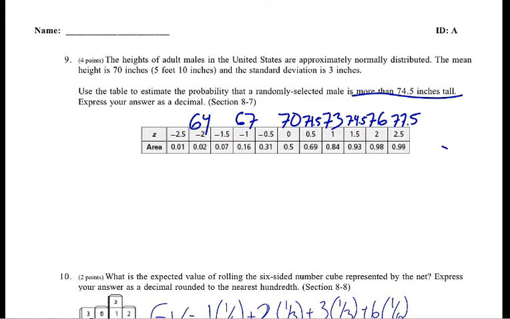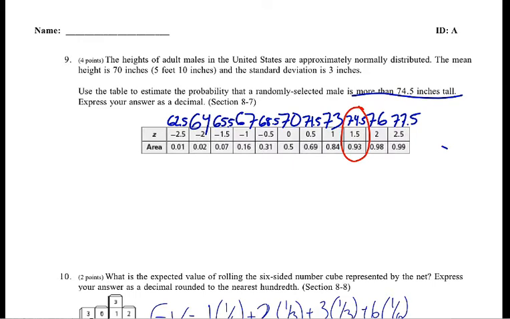Going down, halfway between 67 and 70 is 68.5, halfway between 64 and 67 is 65.5, and then half a step below 64 brings us down to 62.5. Now it says, what's the probability that we have a male that's more than 74.5 inches tall? So we've got to figure out where 74.5 inches is, and it's over here.